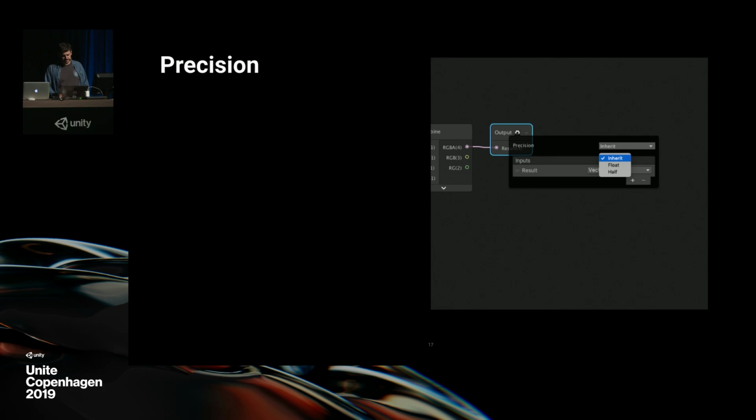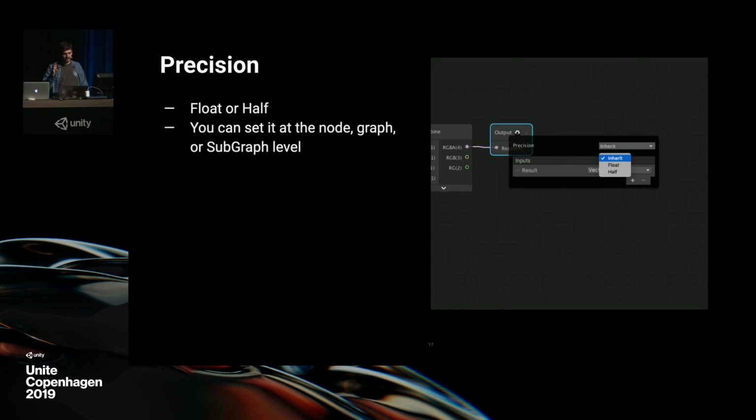One of the first improvements that I want to mention is the precision. Precision is a small drop-down that you will see in many places. You have it on the node level, so per node. You have it on the graph level or on subgraphs. And basically, it's a small drop-down. As you can see, it says inherit, float, or half. So it's allowing you to choose the precision of the calculations of your shader graph, meaning that you can now create shaders that are targeted to desktop devices or to mobile devices, and you can choose that precision.